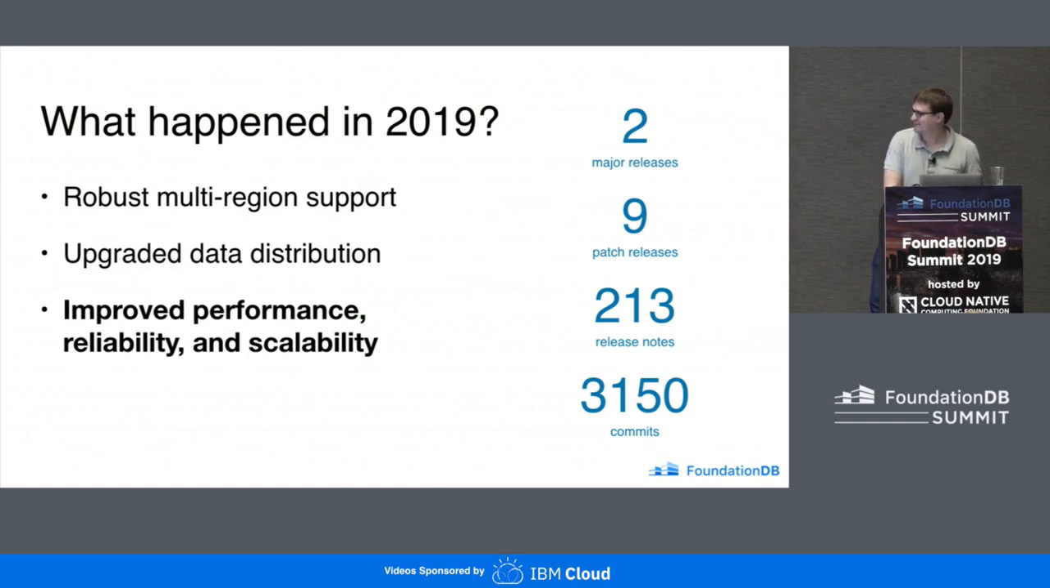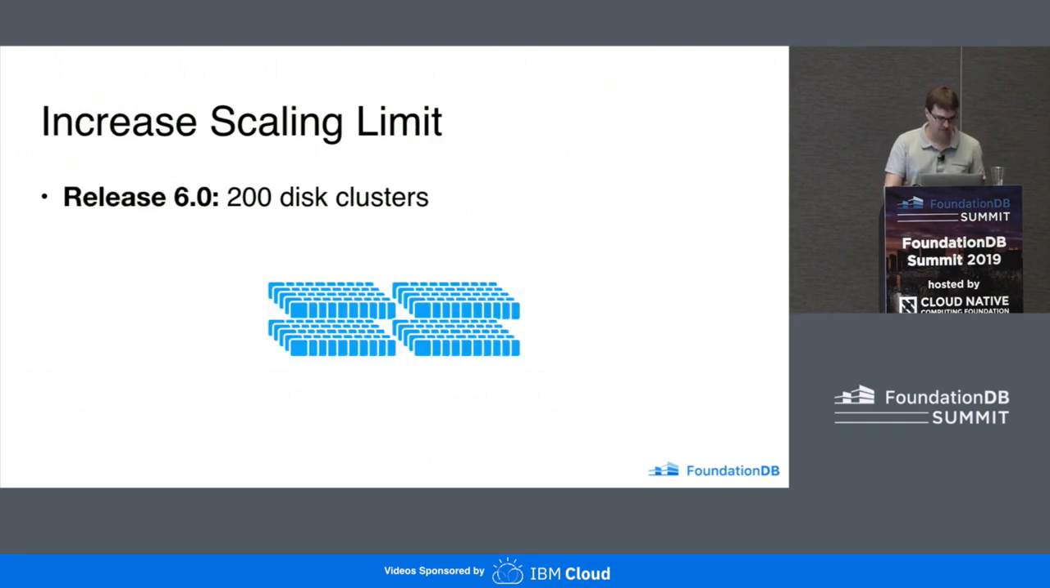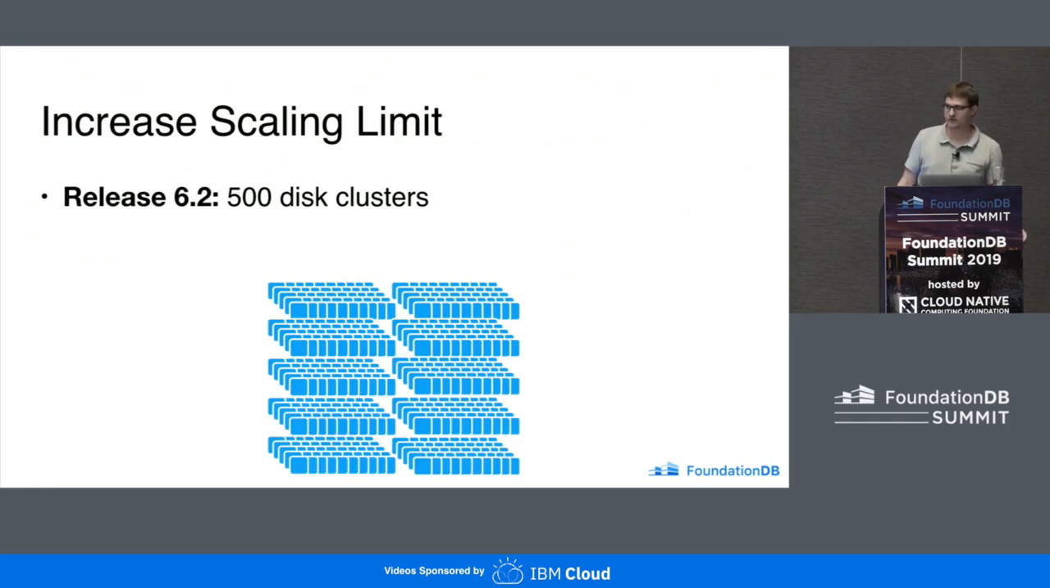The rest goes into this final category of basically we've made the database better in every way a database can get better. I'll just hit on one that I'm particularly proud of. If we're looking at the scalability limits, in 6.0 we could go to around 200 disk clusters. It's a little fuzzy and it depends on your exact deployment. Through the few releases, 6.1 and 6.2, we've more than doubled that limit. And the improvements come in two forms.